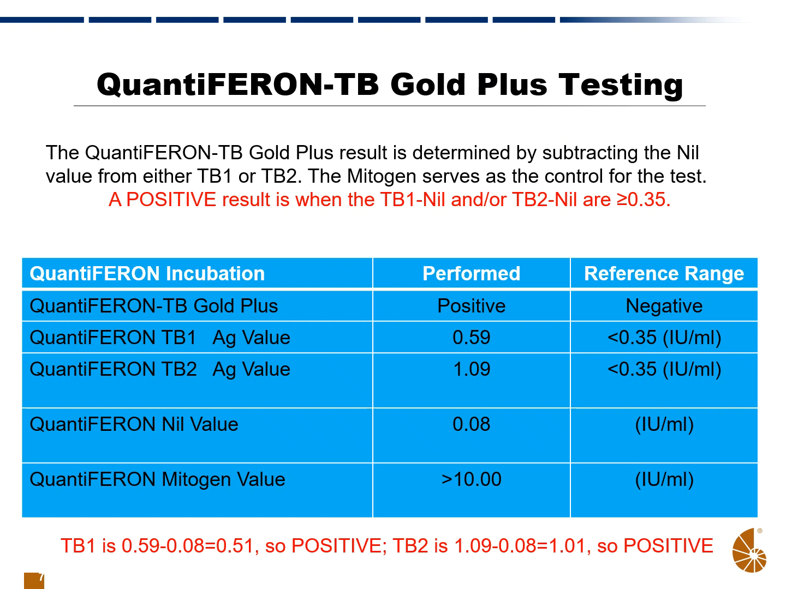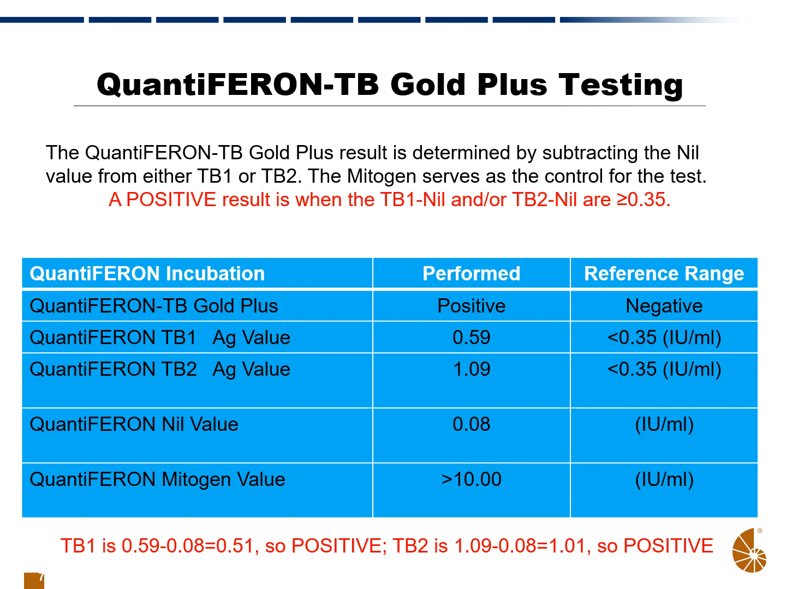In this case, TB1 is 0.59 minus 0.8 gives you 0.51, so that's greater than 0.35, so that's positive. TB2 tube is 1.09 minus the nil value of 0.08 is 1.01, so that's greater than 0.35, so that's positive. So this person has a positive QuantiFERON-TB Gold Plus test. And look for these in the APS, and you'll be able to assess the results yourself.